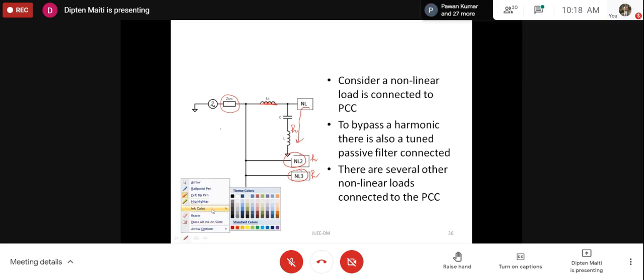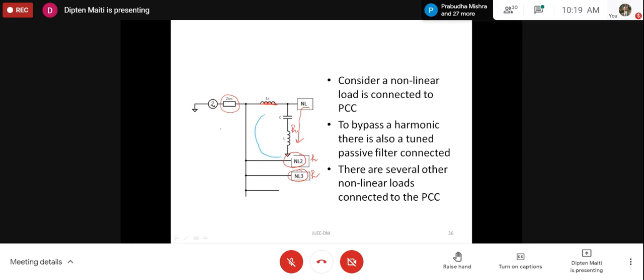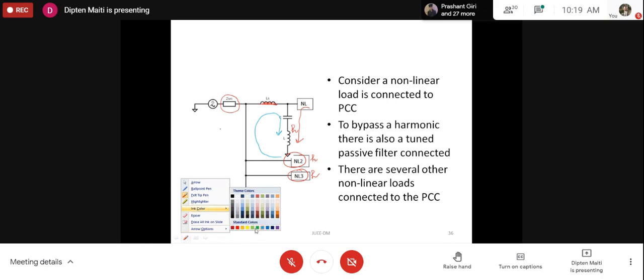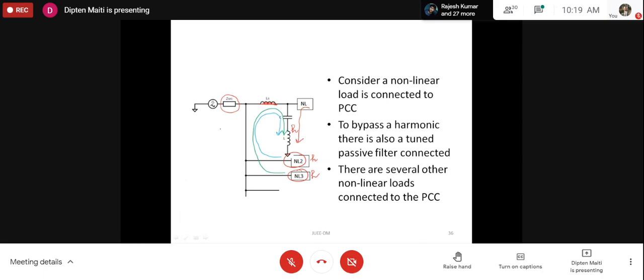However, not only this nonlinear load would find a bypass path. The other nonlinear loads would also find a bypass path through here, and nonlinear load 3 would also find a bypass path for the h harmonic through this.